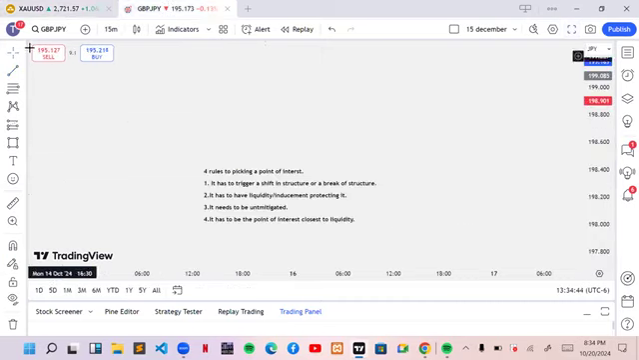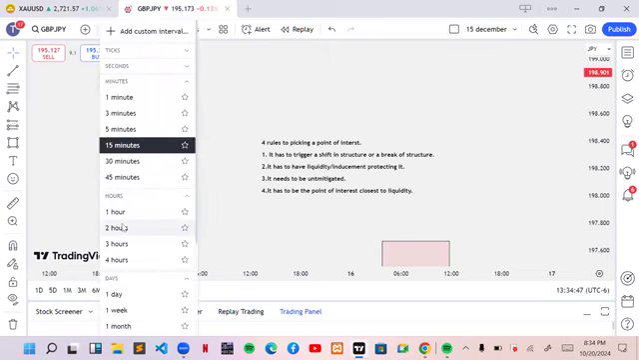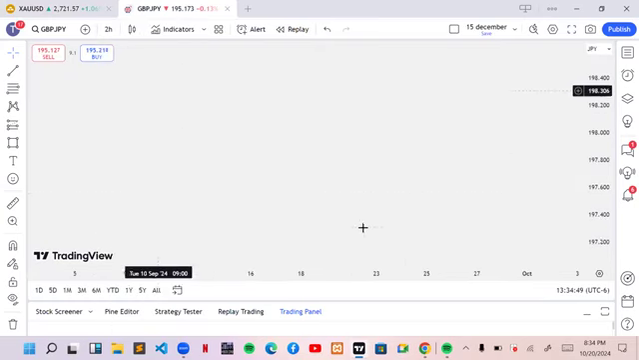So I want to give an example with a trade I actually took, the breaker block.